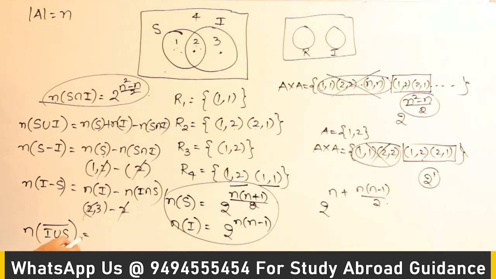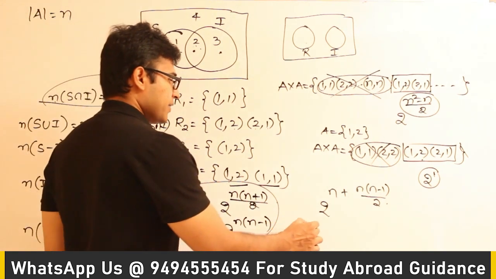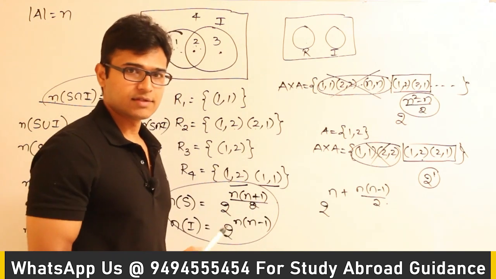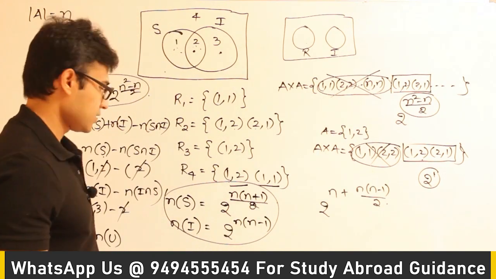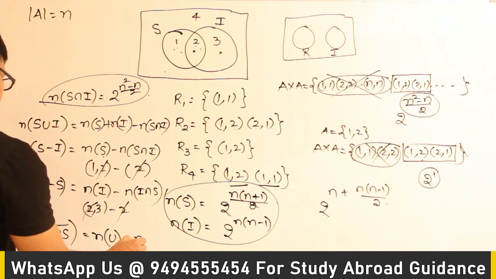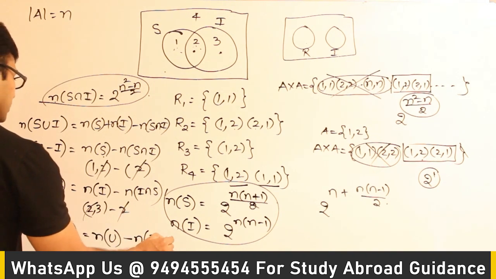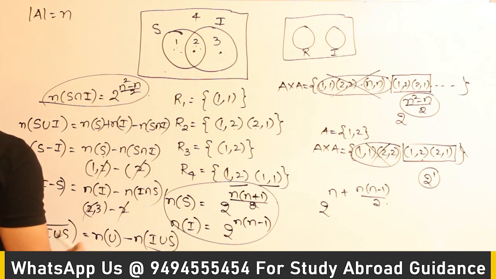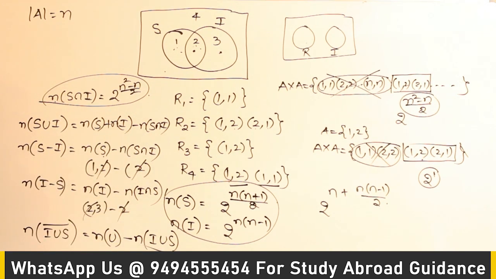Region 4 is nothing but total relations. So total relations, let us call n of U, which is nothing but 2 power n square, isn't it? The total number of relations possible on a set using n elements is 2 power n square. We know that already. So n of U minus n of I union S. So we have already found out this I union S. So these questions are possible.